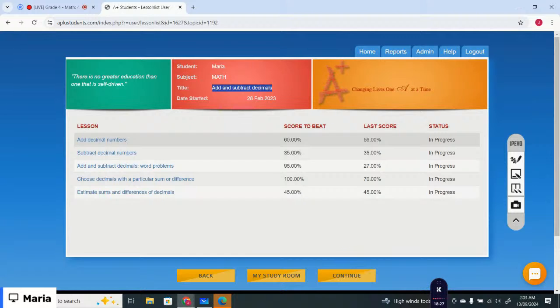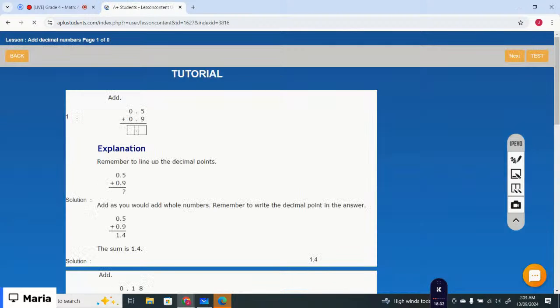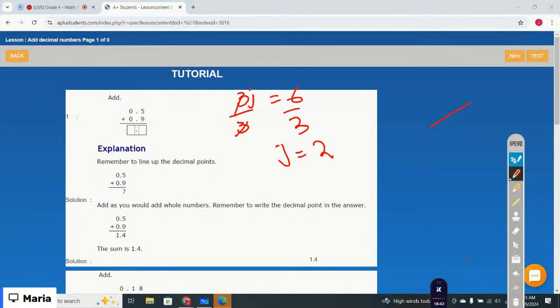Let's just start with the first lesson, that is add decimal numbers. So let's just start with the lesson. That is 0.5 plus 0.9. You simply have to add, right? So when you are working on decimal addition or subtraction, you need to line up the decimal point, right? So just line up the decimal point, write them down one above the other and add. So when you add, that is 5 and 9, 9 plus 5 is 14, write 4 and carry 1. So then that would be 1.4. So their sum is 1.4.